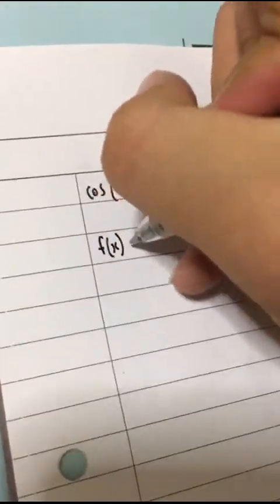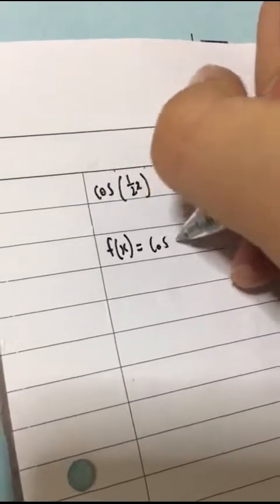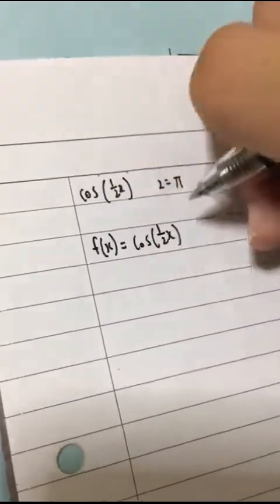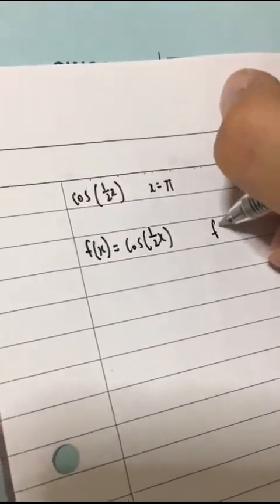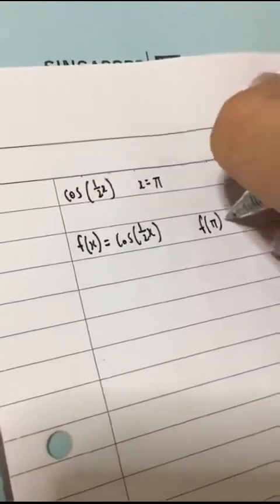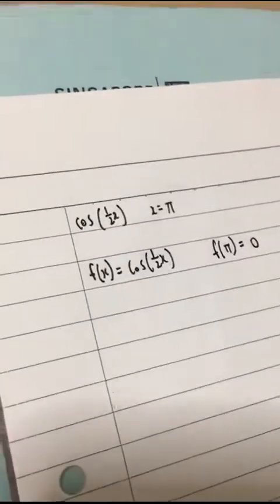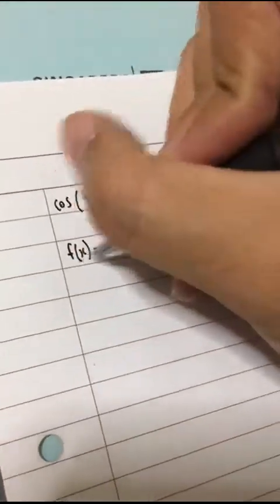So starting, we were given cosine half x and x equals pi. According to the worksheet, we need to find the Taylor series. First I take f(x) equals cosine half x. So I find the value: I sub in pi and it equals 0. This is the first one.